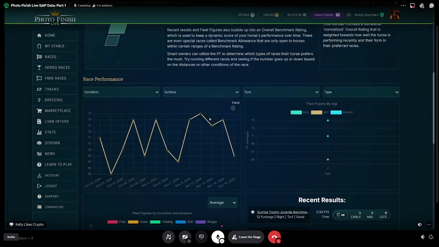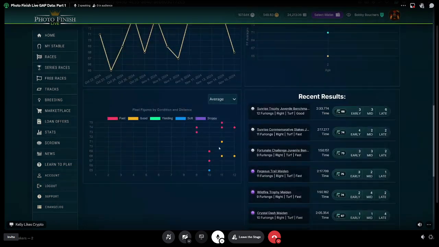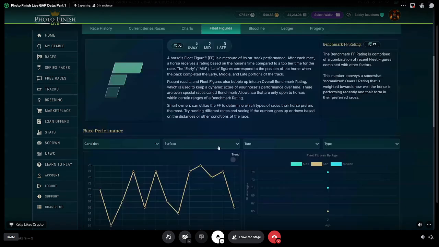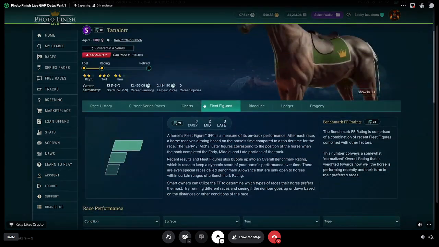75 is pretty low, right? This 75 as your very best fleet figure. This is more like an S minus horse. This isn't an S horse. So I wouldn't keep racing this horse. But you could try one or two races, because maybe this is more of a late blooming horse, and so this horse maybe matures into age 3.